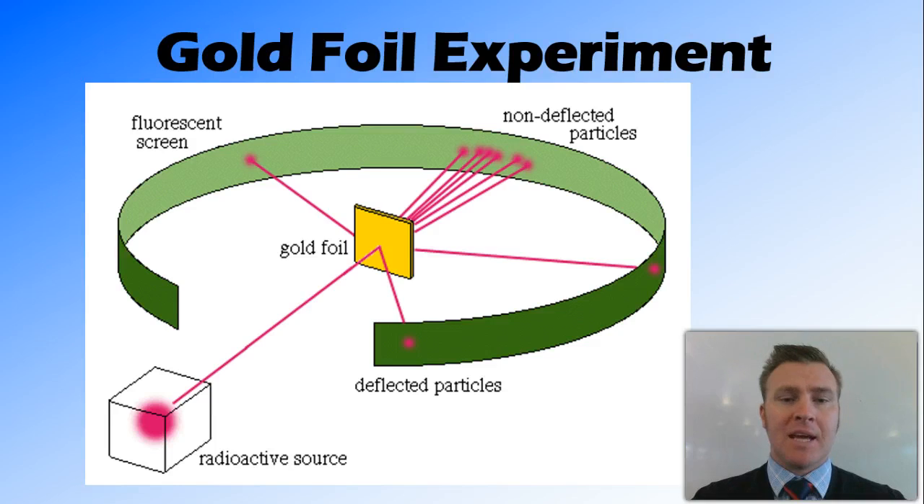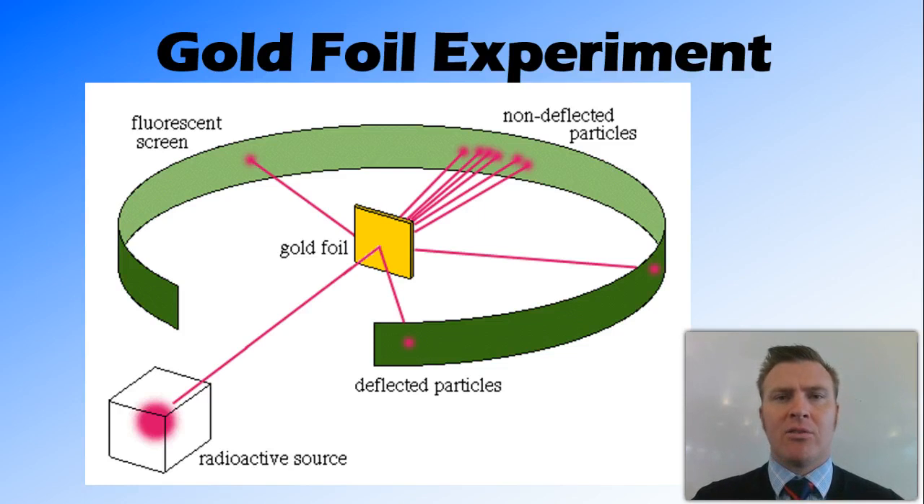Now, what he was expecting to happen is, because, going from the plum pudding model, these solid positively charged balls with the electrons inside them, these particles that he shot from the radioactive source would all bounce off. So he'd see the fluorescent screen fluoresce from these reflected or bounced particles. But this wasn't the case. What he actually saw was that the majority, and this is the vast majority, of these radioactive particles actually went straight through the gold foil.